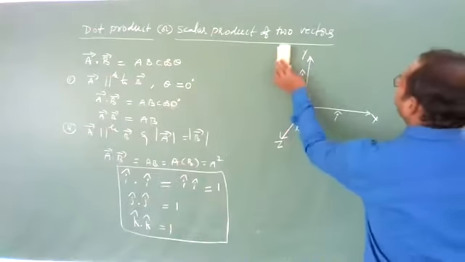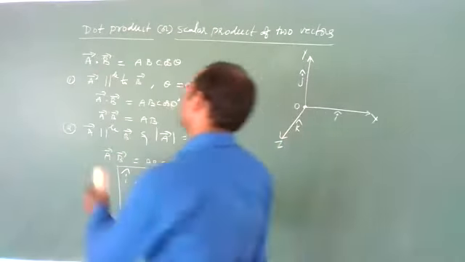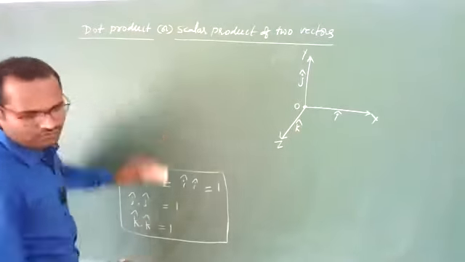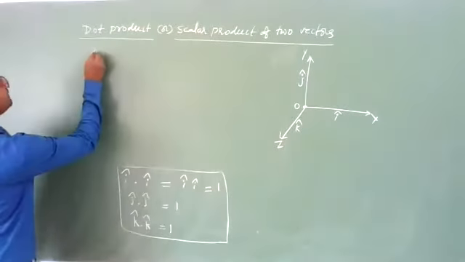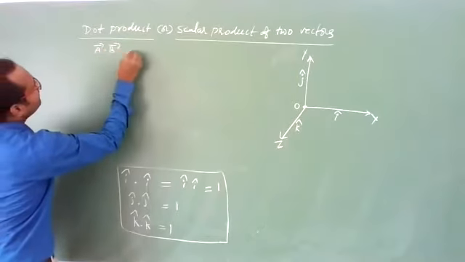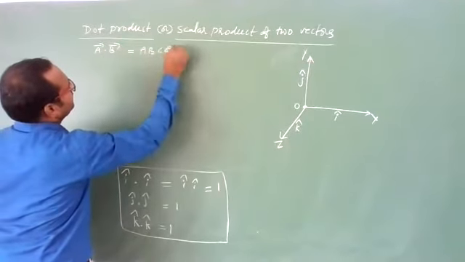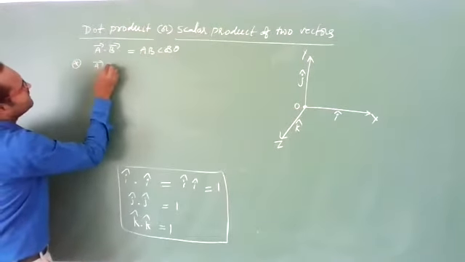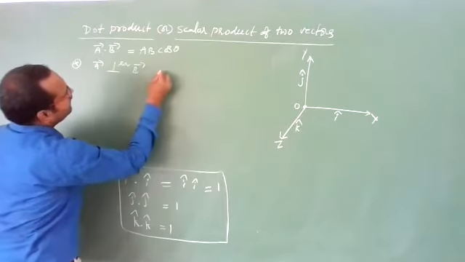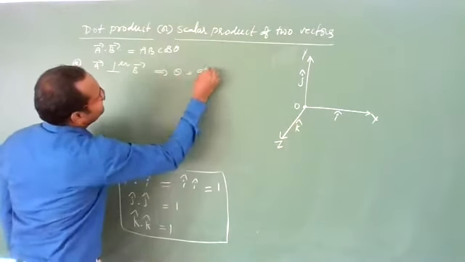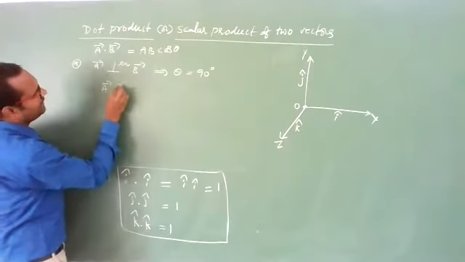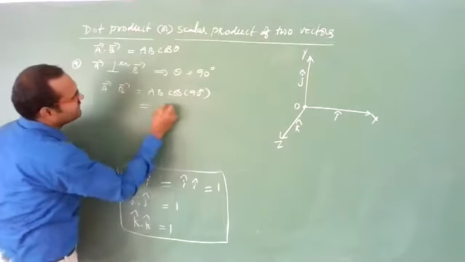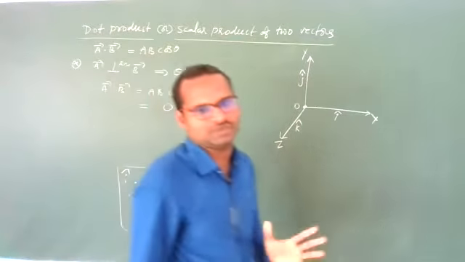Now let us take two vectors which are perpendicular to each other. Here I am writing: first, A bar dot B bar is equal to AB cos theta. Students, let us suppose A bar is perpendicular to B bar, which means the angle between the two vectors is 90 degrees. Then what will be A bar dot B bar? It will be AB cos of 90 degrees. Do you know cos of 90 degrees is 0? So 0 into anything is always 0.